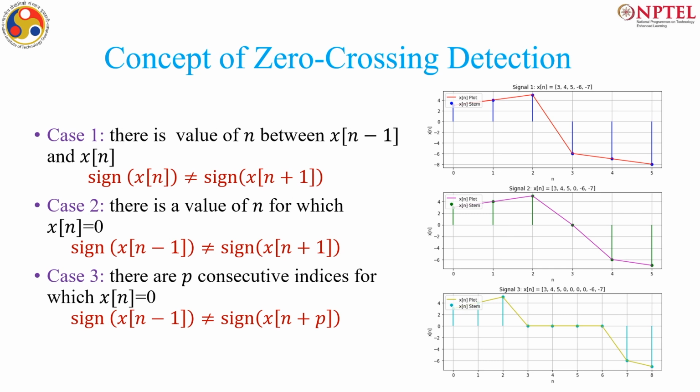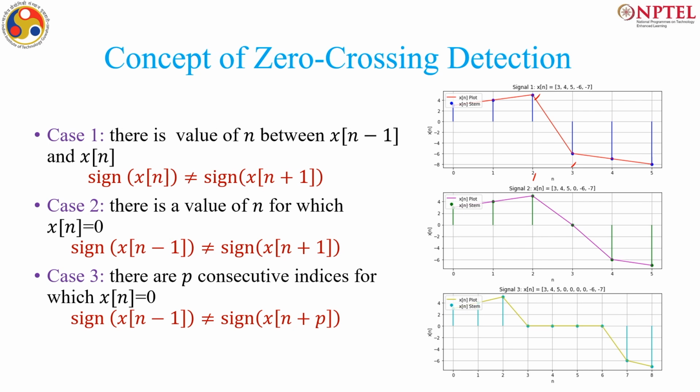The first case is that the zero lies between two consecutive samples, n minus 1 and n minus 2, and here we check that the signs are different, and this is one case. So, here we see that at n equals 2 the signal is positive and at n equals 3 the signal is negative. So, the zero will be somewhere in between these two samples.